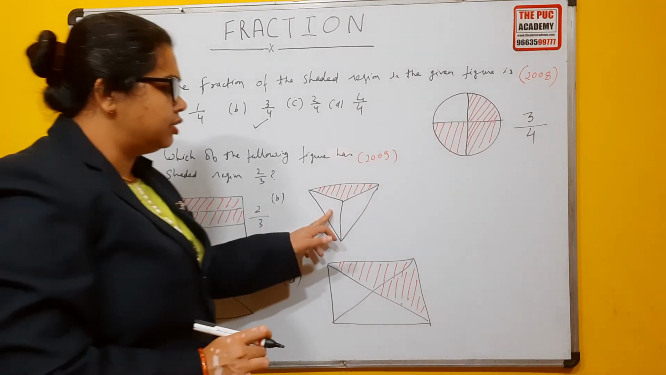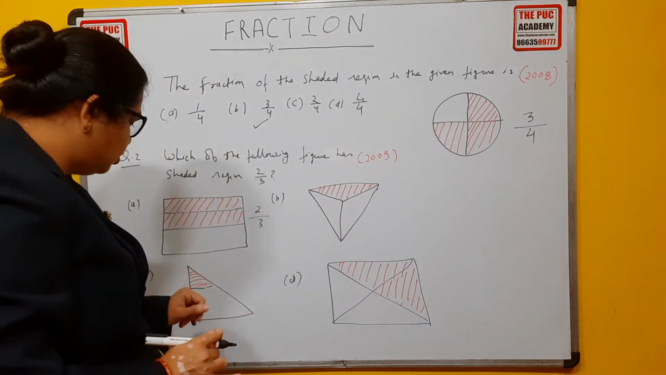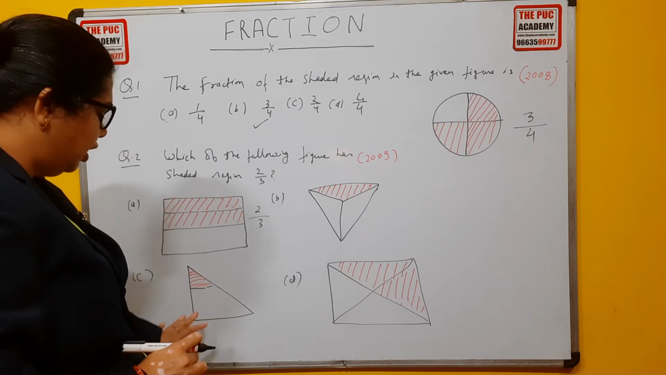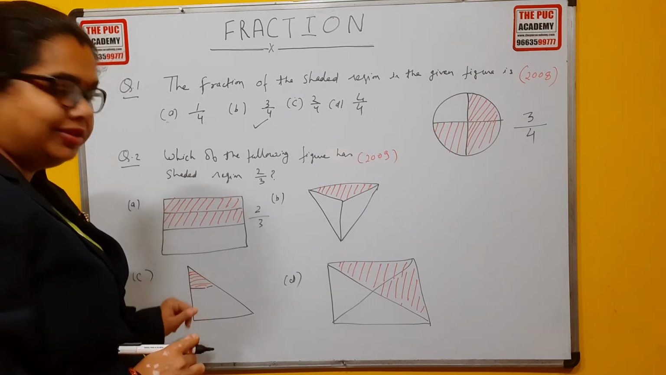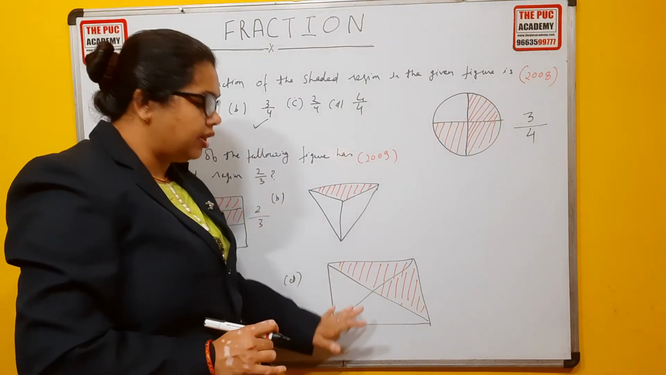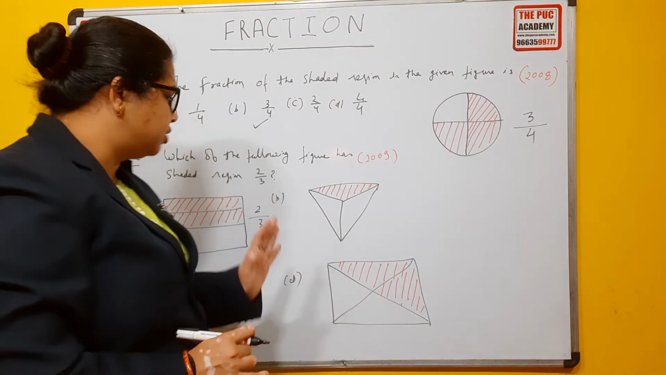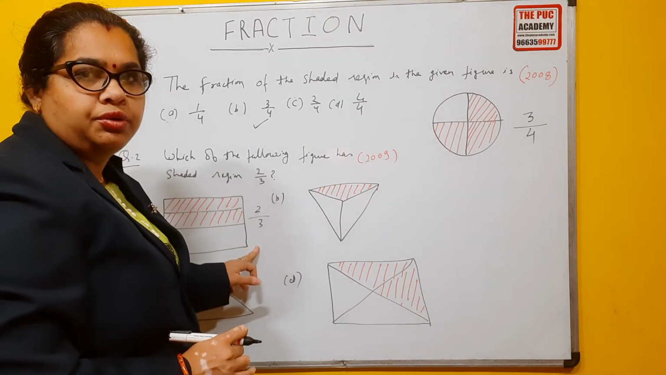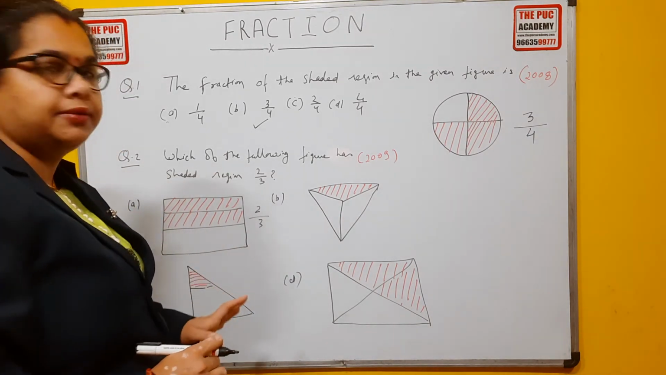If you see this, this is your 1 by 3 and this is also, this is not equally divided first of all. If they divide equally, then only we will see. And this is also, there are 4 total parts. So only one option is correct, which is your 2 by 3, children. That is your option number A.